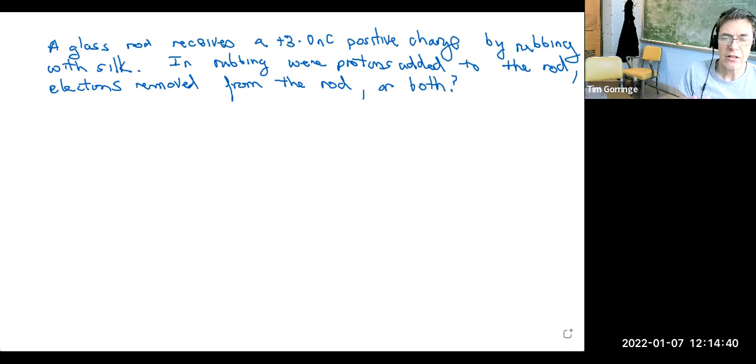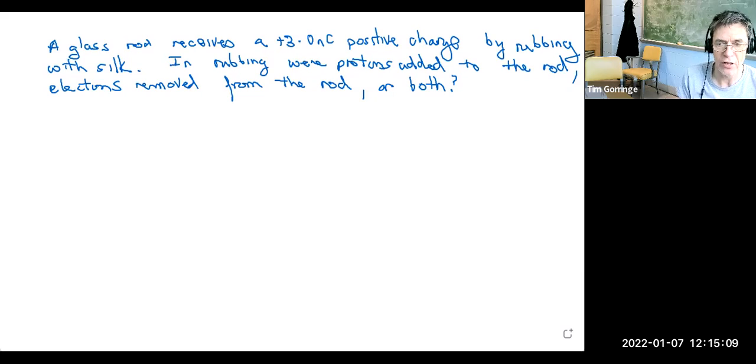Well, the answer to this question, and all questions like this about charging by rubbing, is that we're always transferring electrons. When you rub a material with a cloth, when you rub the glass with the silk, when you rub the plastic with the cat's fur, you're always transferring electrons.